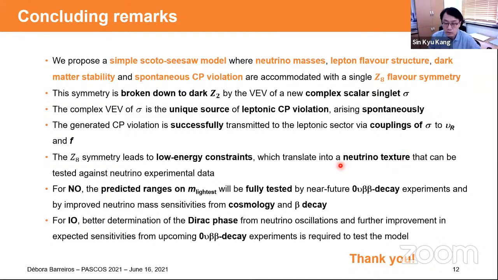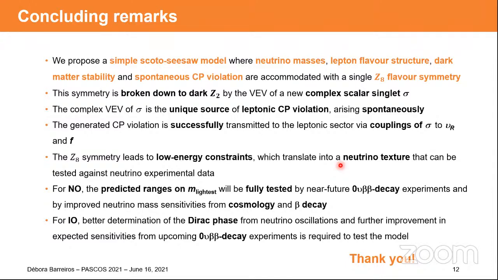Okay, Bowen, please. Hi, maybe I've missed, what is the mass scale of the vacuum expectation value of sigma?